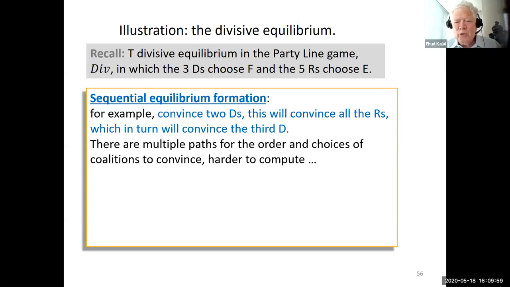If I can convince two Democrats to choose French, the fact that two Democrats choose French now will convince the Republicans to choose English, because two Democrats are committed to French. And once the five Republicans all choose English, this in turn will convince the remaining Democrat to choose French. So I could cleverly manipulate through a sequence of formation from group to group to get eventually to the equilibrium I want, and I may only have to convince two players instead of convincing the critical mass of 6.